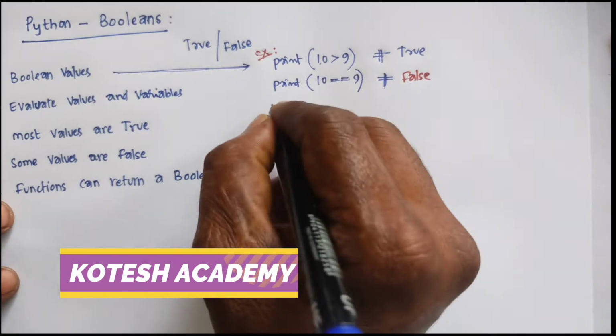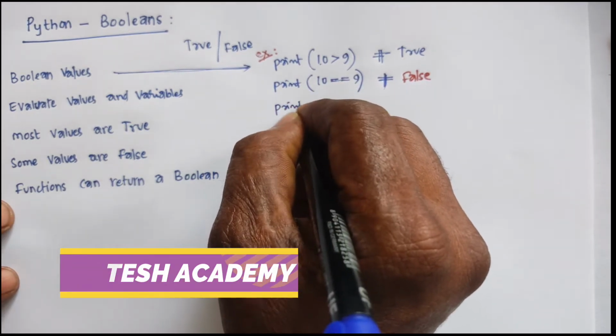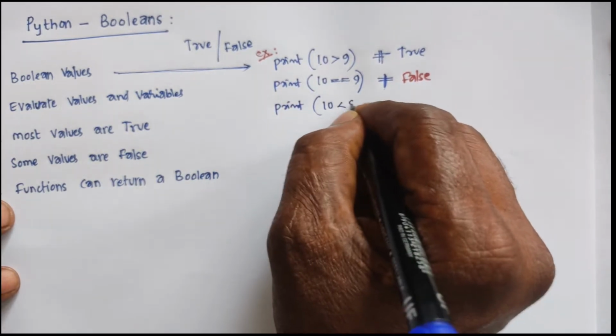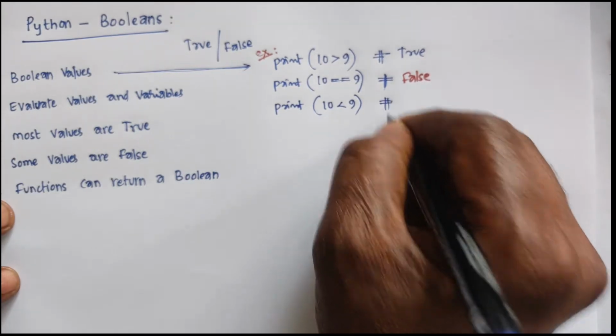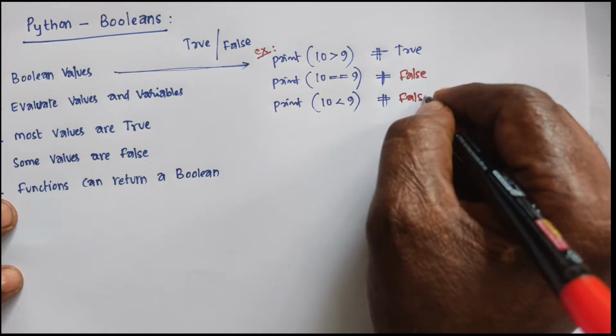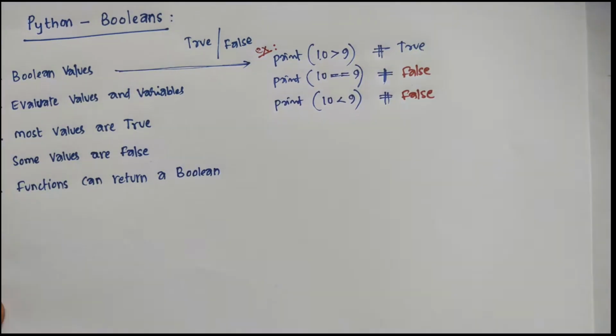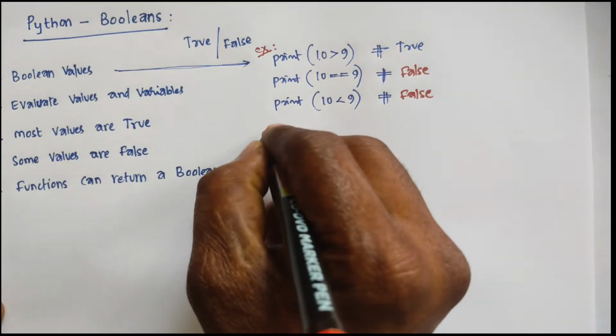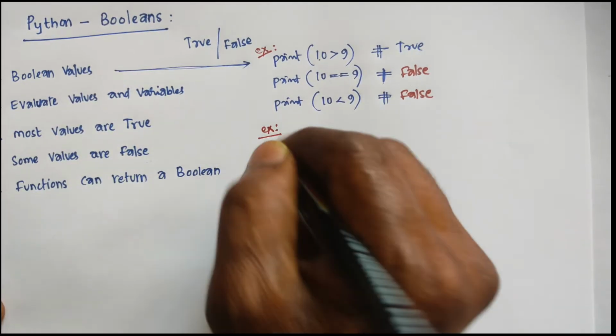Next one is print(10 < 9). That is also false, because 10 is greater than 9. Then one more example based on this expression.